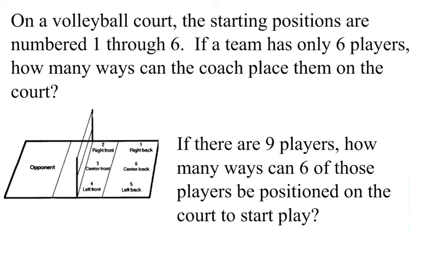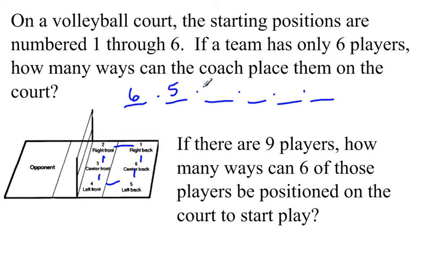All right, let's try this problem. So let's say I'm on a volleyball court. Actually, this is true. On a volleyball court, the starting positions are numbered 1 through 6. It actually starts with who is serving. So 1, 2, 3, 4, 5, and 6. So they rotate around the court like that. So let's say a team had only 6 players show up. How many ways could the coach place them to start the game? Well, we've got 6 positions, right? And we have 6 players. So we start off, well, we have 6 options for position 1.